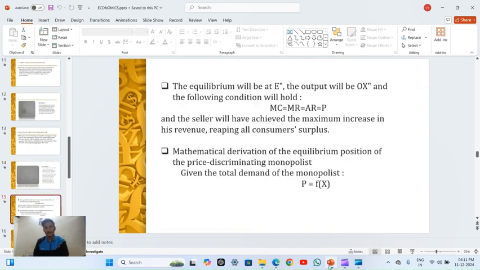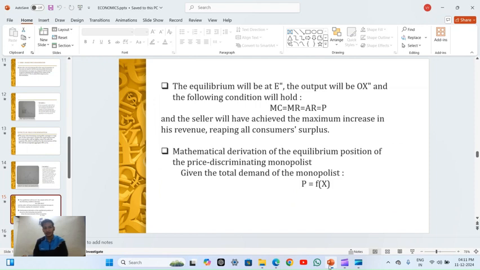The equilibrium will be at E'', the output will be OX'', and the following condition will hold: MC curve equal to MR equal to AR. And the seller will have achieved the maximum increase in his revenue, wiping out all consumer surplus.